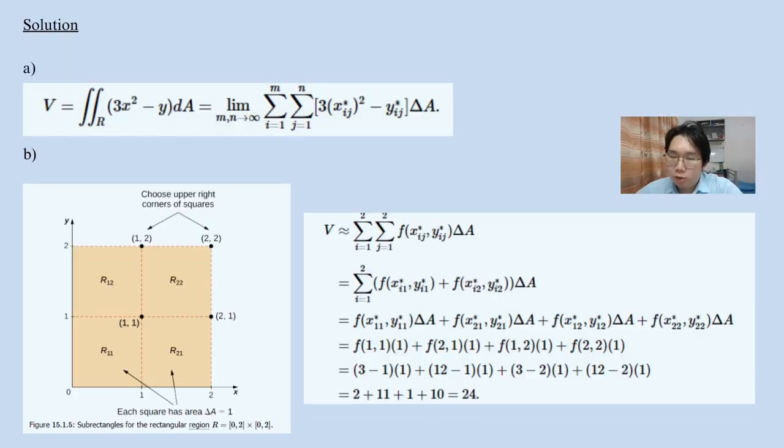Okay, then you can see this is the solution for part A, which means the formula of volume. And this was the solution for B. First of all, you should separate the rectangle into subrectangles according to the points given. Afterwards, generate the formula of the volume and solve it, and you will get the answer of 24.